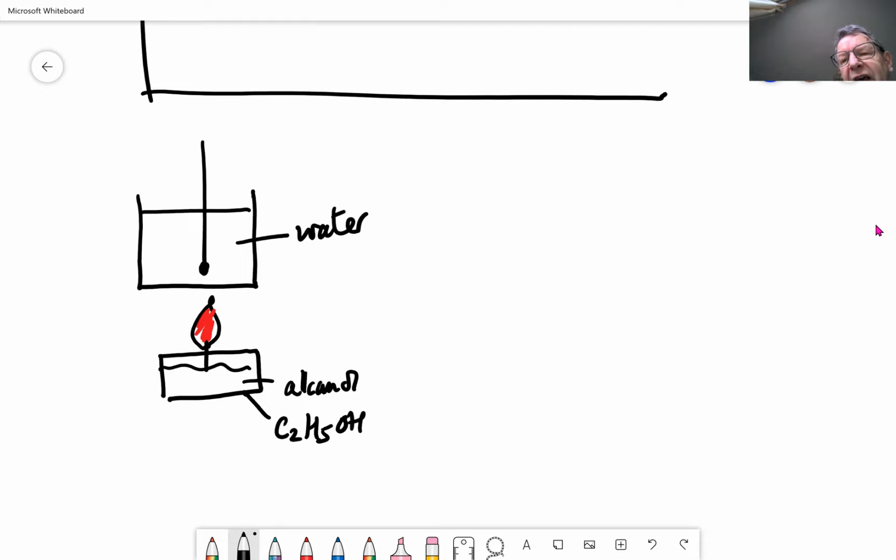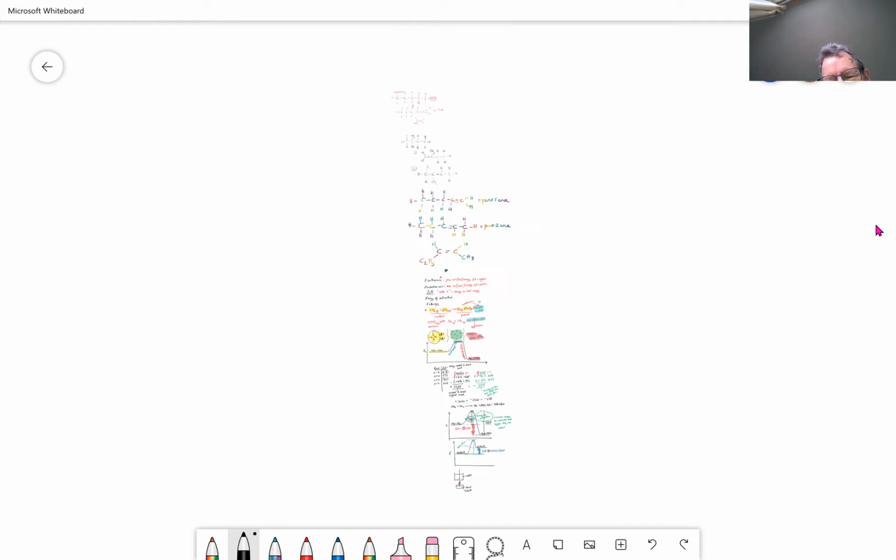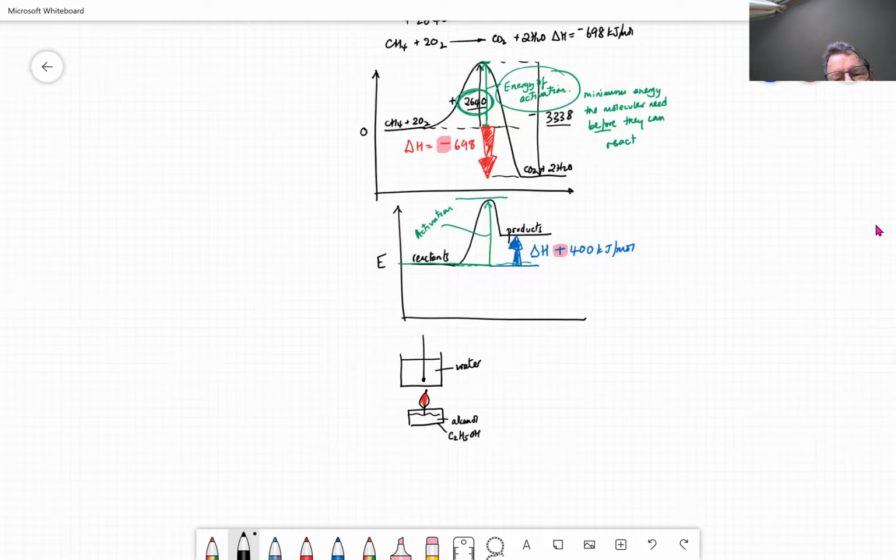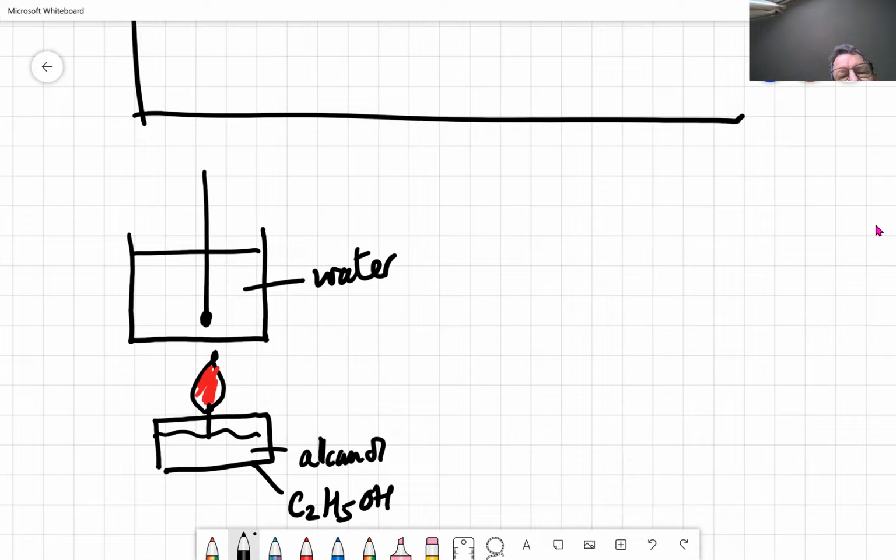I'm sorry, that has become very small. I must have pressed a button that made it very small. Come on, get bigger. Right, here we are.